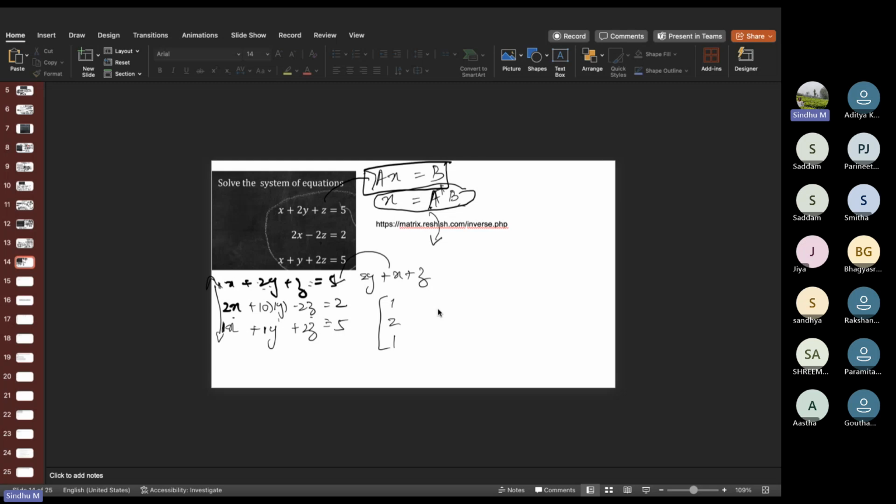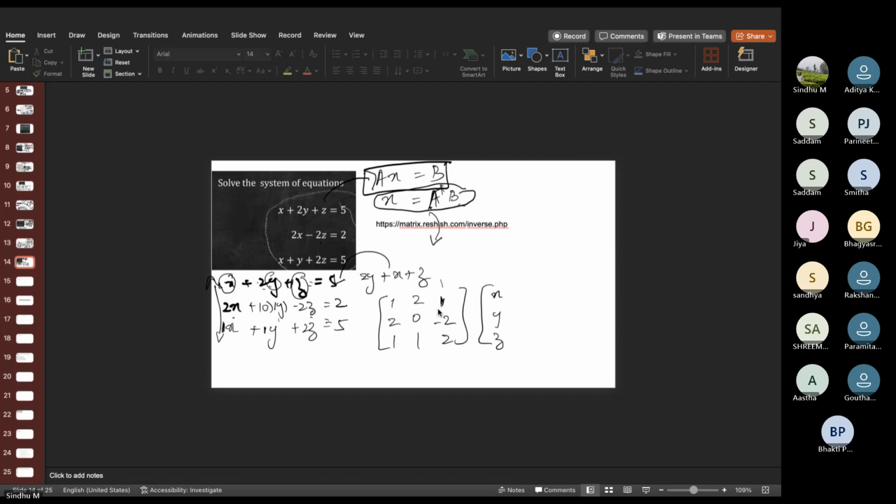So 1, minus 2 and 2. And here the variables we have to write in whatever order: x is first, y is second, z is third. So we have to write here in the same order. And finally, these three numbers. And now you can use this tool to get the inverse of A. So let's do that now.